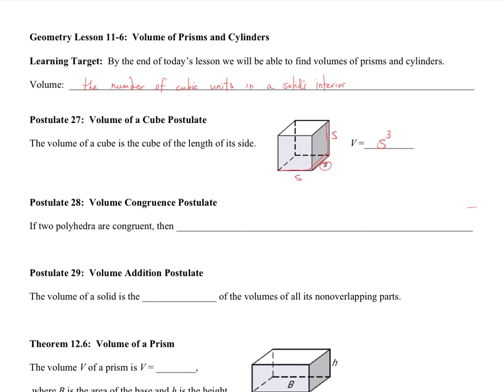Postulate 28 is the volume congruence postulate, and it states that if two polyhedra are congruent, then they have the same volume. Postulate 29, the volume addition postulate, states that the volume of a solid is the sum of the volumes of all its non-overlapping parts.